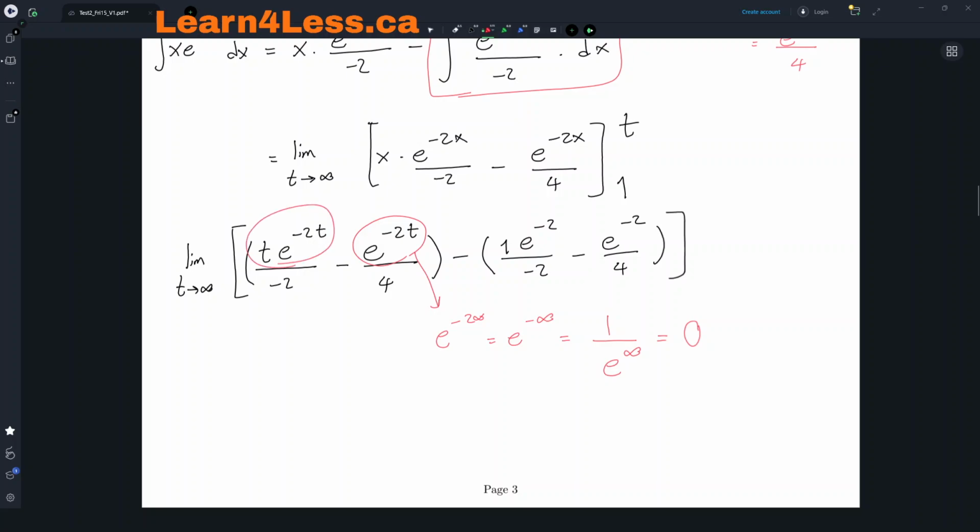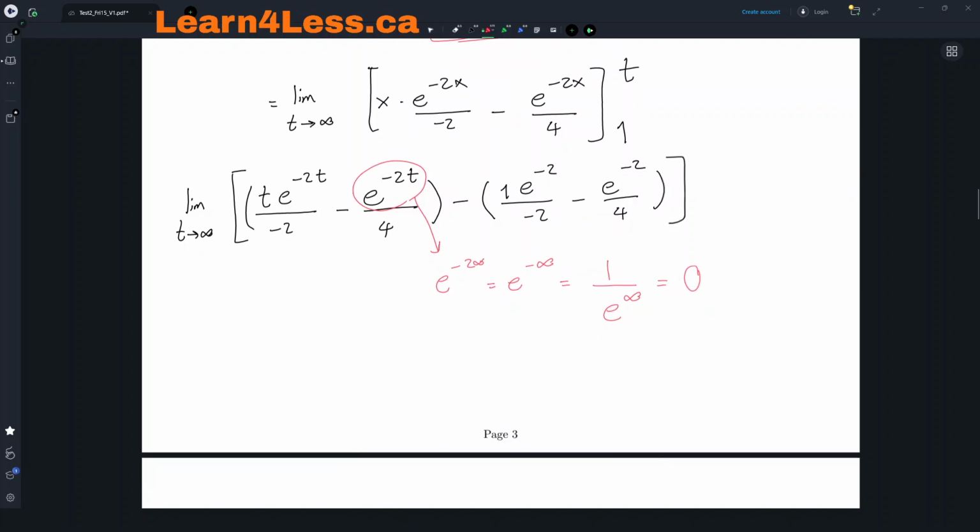Let's see what happens to this part. In this part, we have a very similar situation, except we also have this t here, which makes it a little more complicated. So let me analyze this part separately here. Let me change the color.